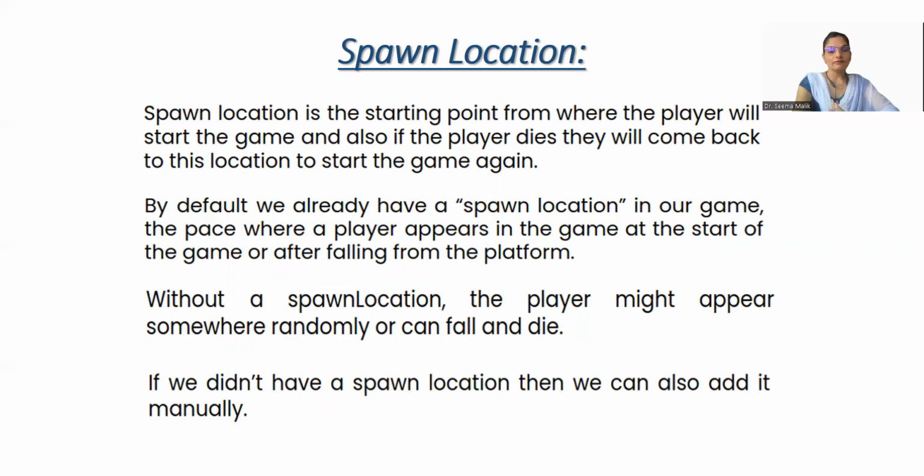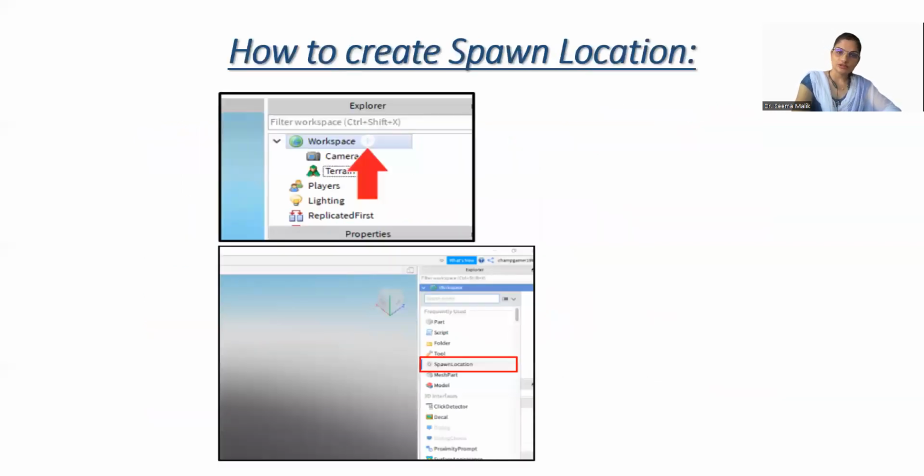See, by default, we already have a spawn location in our game. It is the place where a player appears at the start of the game or after falling from the platform. Without a spawn location, the player might appear somewhere randomly, or fall, or maybe die. If we didn't have a spawn location, then we can also add it manually. So now let us learn how to add a spawn location manually. One more thing is, we may have more than one spawn location inside our game. So how to add a spawn location?